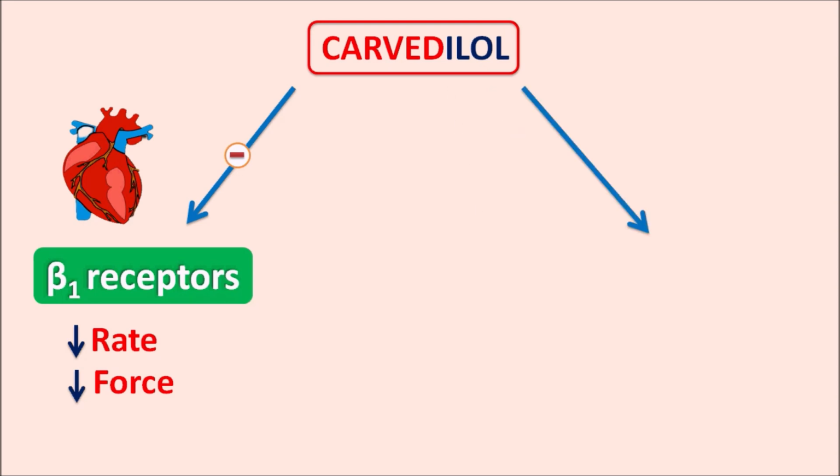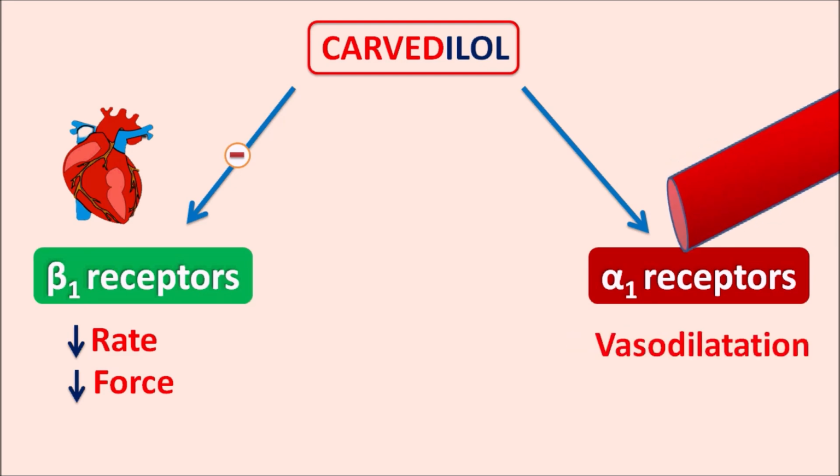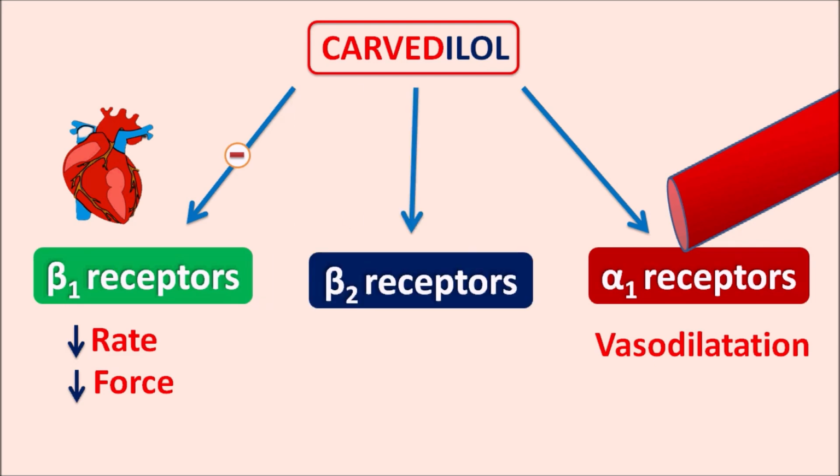Similarly, this drug can also act on the alpha 1 receptors which are expressed on the vascular smooth muscle. By blocking these alpha 1 receptors, it can produce vasodilatation. That's why this drug acts as an antihypertensive. Being a non-selective beta blocker, this drug can also act on beta 2 receptors so that it can produce mixed types of sympathetic actions. It can affect the glucose as well as thyroid hormone levels.